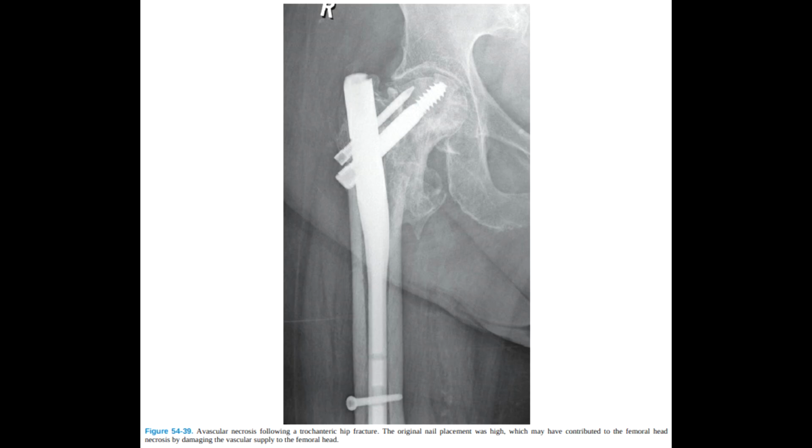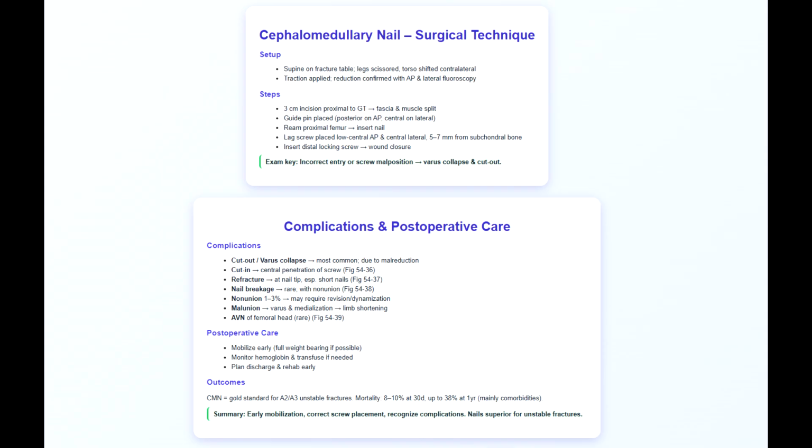Avascular necrosis of the femoral head. Rare, but possible if the vascular supply is compromised. Figure 5439 demonstrates avascular necrosis following trochanteric fracture fixation, where the initial screw placement may have damaged the vascular supply.